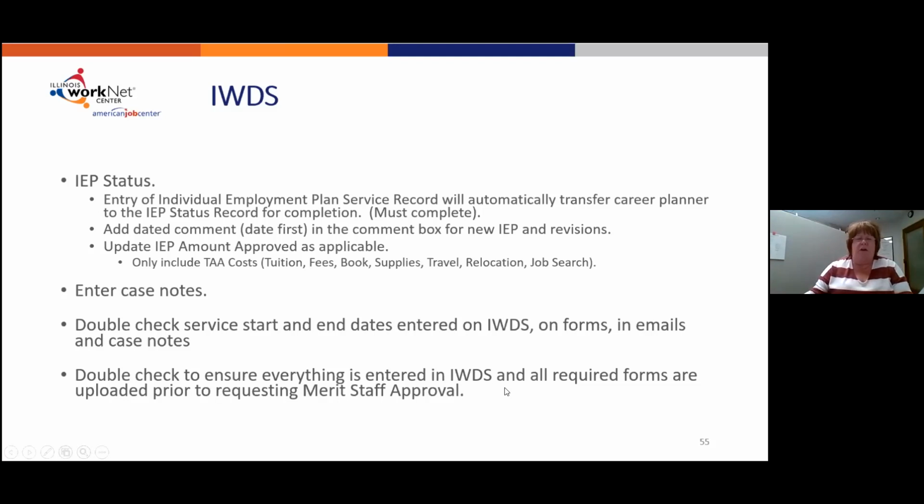Ensure everything's entered in IWDS. Required forms are uploaded prior to sending to merit staff for approval. It takes a lot of time from us and you to do other things if we have to keep sending emails back and forth. And if you have a question before you send it to us, please let us know. We'll certainly walk you through that and help you out if you need it.